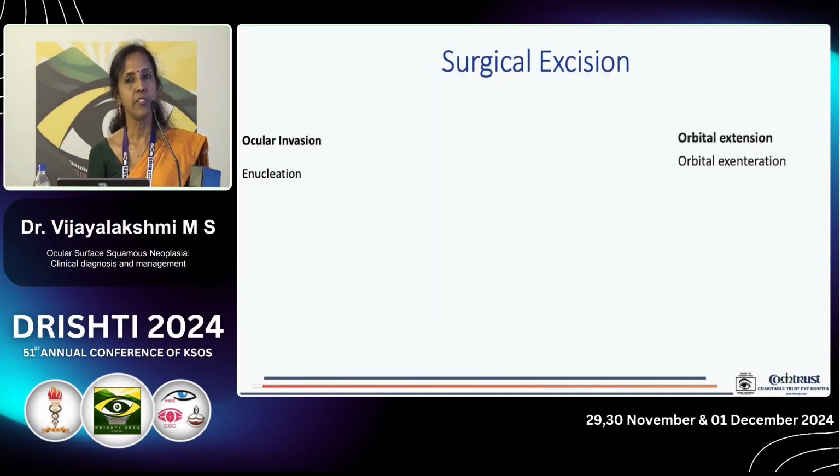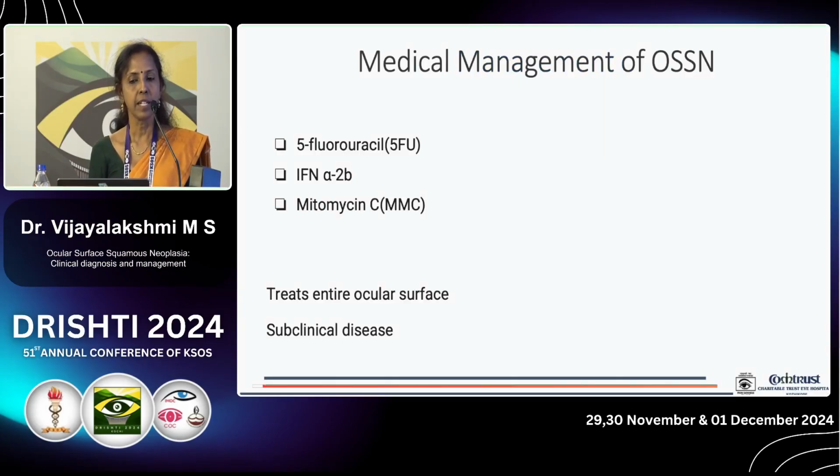Suppose there's an ocular invasion, you have to go for enucleation. And in case of orbital extension, we'll have to think about orbital exenteration. And these are the medical management molecules we use: 5-FU, interferon, and MMC. Initially, we used to use lots of MMC, but now we have moved on to interferons and 5-FU.